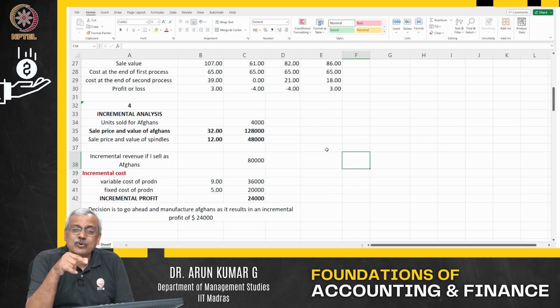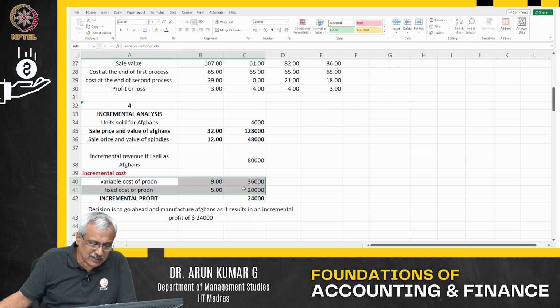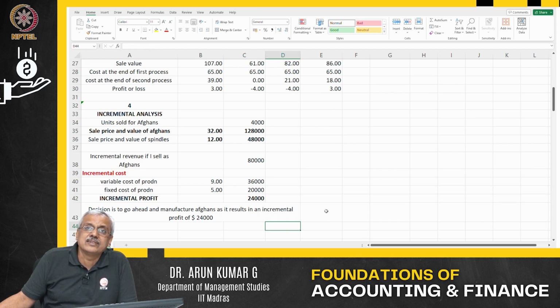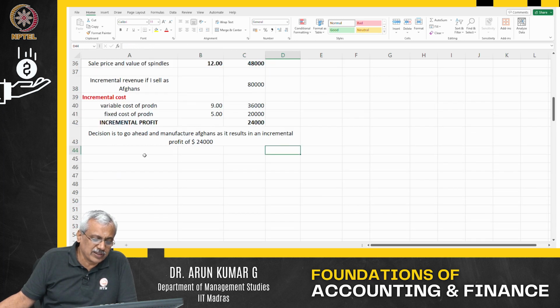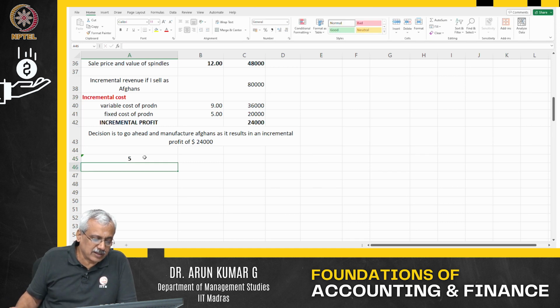What is the cost that I am going to incur if I go ahead and manufacture Afghans? This is the cost that I am going to incur. What is the revenue that I am going to get? Incremental revenue if I sell Afghan. This is the revenue I am going to get. That is all I will look at comparing in this case. Am I with you on this? So that ends the decision making part of it.